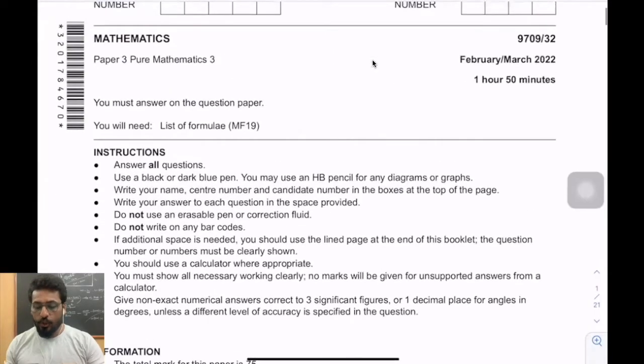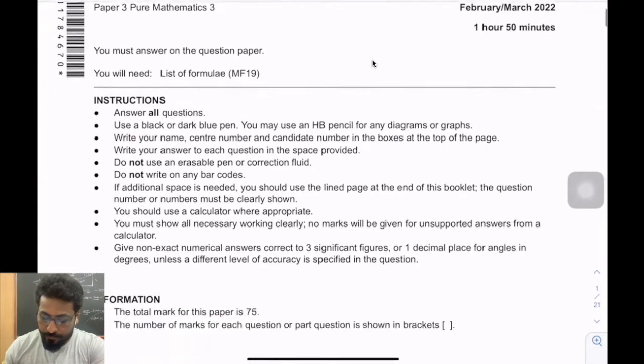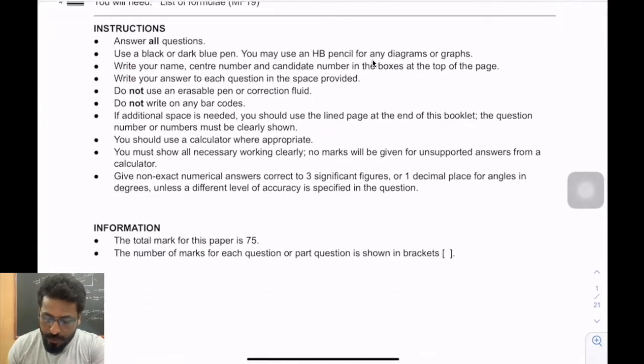So the very first thing that we should always take care of is to go through the instructions which are given on the very first page of the question paper. The most important instructions are, as I always tell, these ones. First of all, you should show all necessary working very clearly. No marks will be awarded for any unsupported answers from a calculator. So students, steps are the most important thing while you are writing the solutions for a particular question.